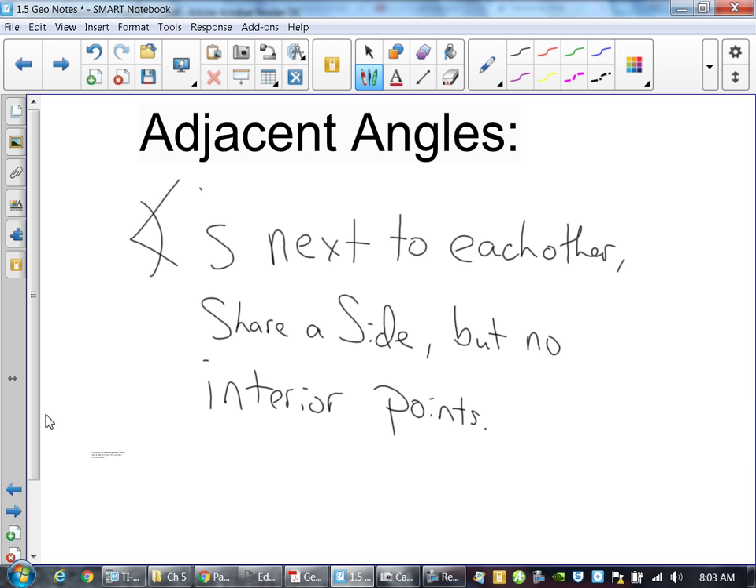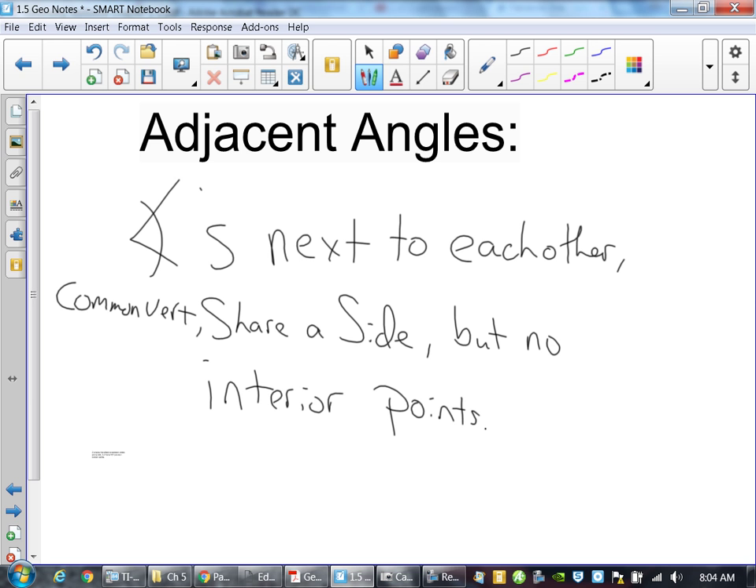Well, when you think about it, here's your angle. If I draw this, and it doesn't even matter if it's a bisector or not. So this is angle ABC, and this one's D. Angle ABD and angle DBC, those two would be adjacent. They're angles right next to each other. They have that common vertex. I should write that too. Common vertex, and they share a side.